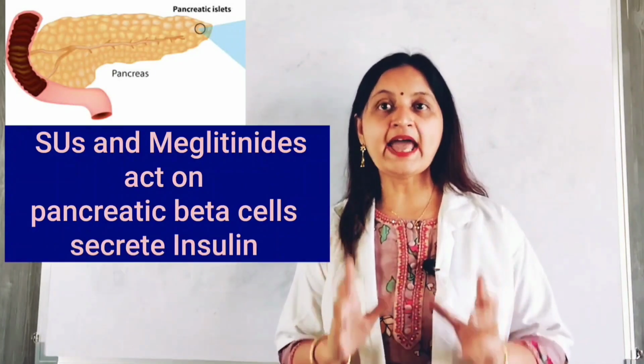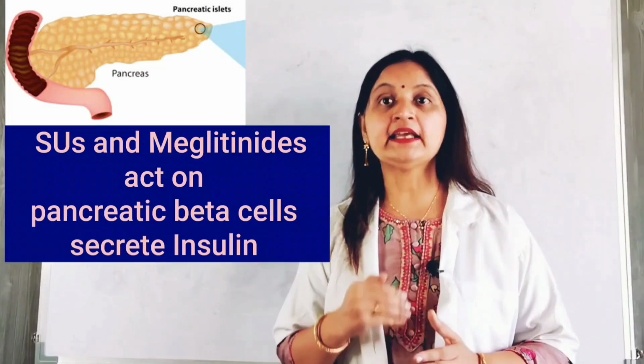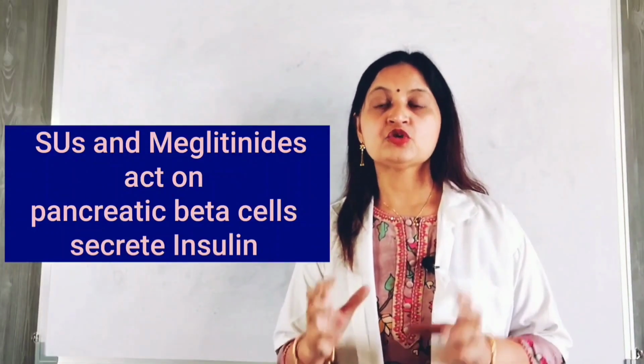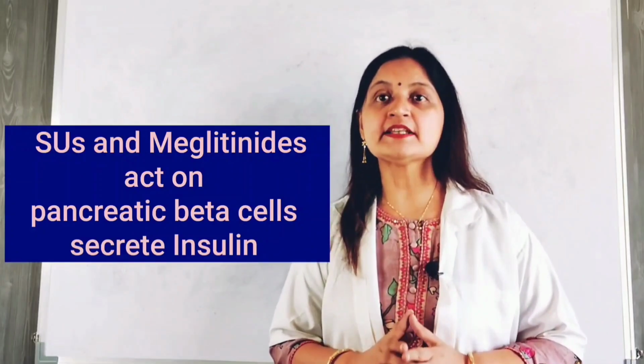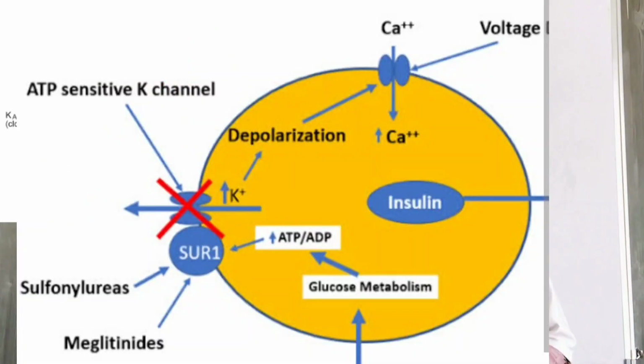Both these drugs act on pancreatic beta cells and increase the release of insulin. They act by blocking the ATP-sensitive potassium channels, and closing the potassium channels reduces the potassium efflux, causing depolarization of the pancreatic beta cell membrane, and this depolarization causes opening of the calcium channels, allowing the entry of calcium into the cells and increasing the calcium concentration inside the pancreatic beta cell. So raised intracellular calcium stimulates the secretion of insulin by the pancreatic beta cells.